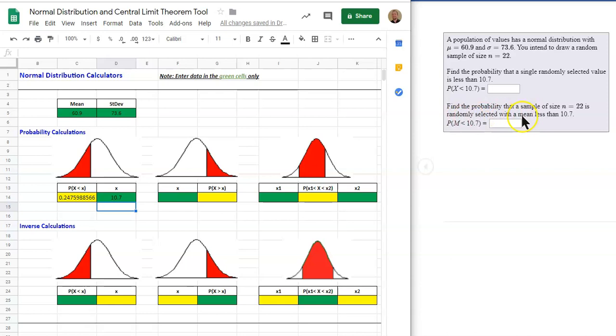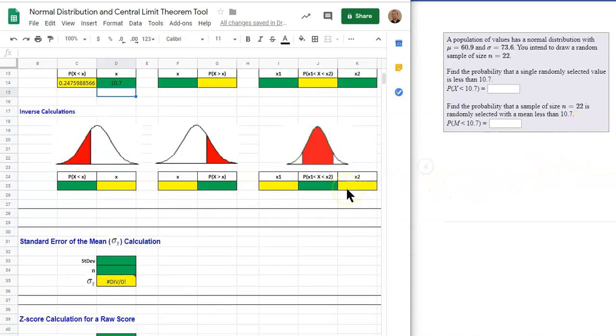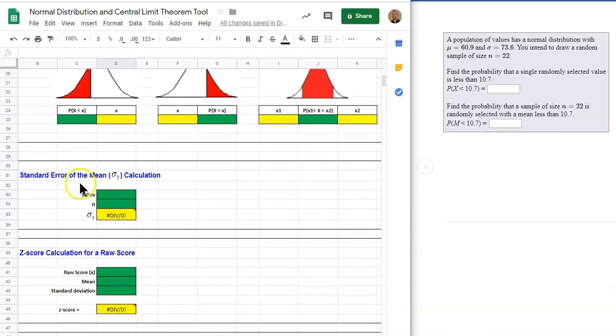From that sample size of 22, we want to know the probability that we're going to have a sample mean less than 10.7. Notice it's still less than 10.7 for both these problems, but in the second problem, we're looking at a sample size of n equals 22. So this is a sampling distribution problem. That brings us down here to standard error. We need to know the standard error of our sampling distribution, the sampling distribution of x bars, of sample means.